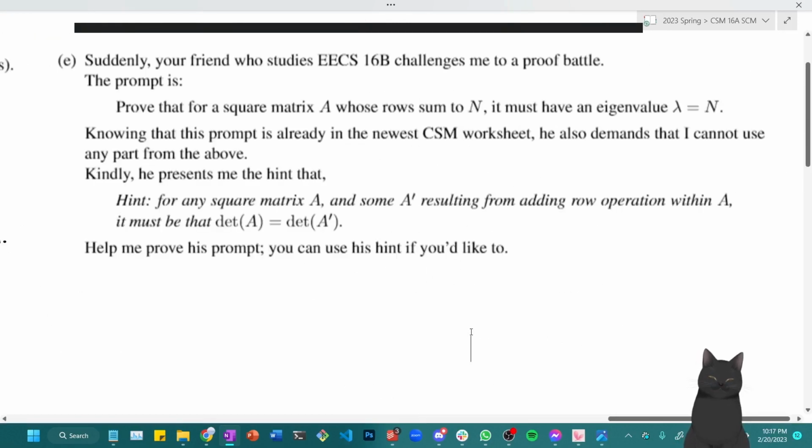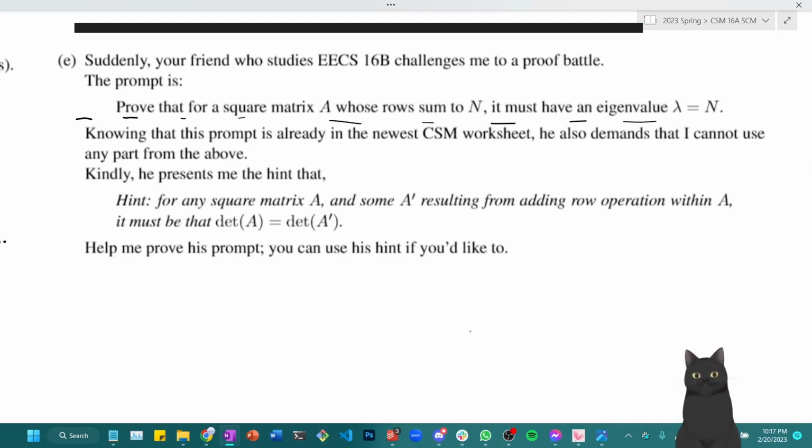Now let's talk about part E, which is recorded on a different clip for reasons that I should not tell. So part E asks us this tricky part of the question where suddenly my friend who studies EECS 16B challenges me to a proof battle. The prompt is to prove that every square matrix A whose rows sum to n, not columns, must have an eigenvalue of lambda equals n.